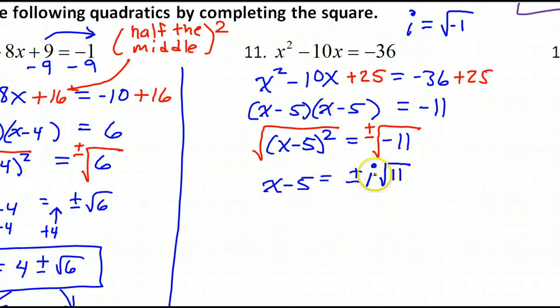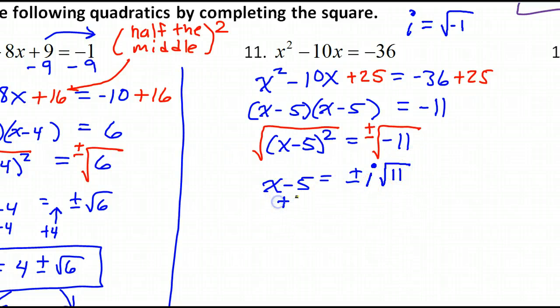Alright, so plus or minus i root 11, not i plus or minus root 11. Some kids do that, and that's ugly and wrong. Nothing else I can do with the 11. If this had been a 4, I could have turned that into a 2, and it would be like 2i. But it's 11, so nothing to do with that.